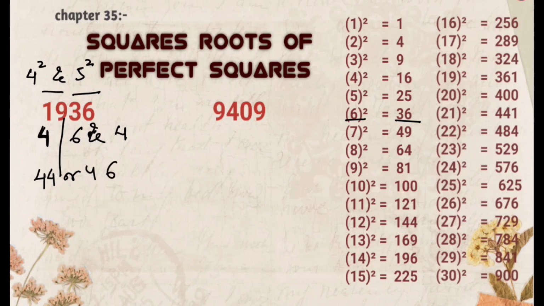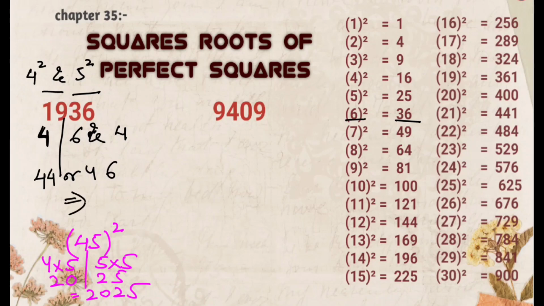So here also we'll take the same method. We will find the square of 45. In the first partition, 4 multiply by 5, and in the second partition, 5 multiply by 5. So 4 5s are 20 and 25. So we get 2025. Now as we can see, 2025 is bigger than 1936, so we will go with the smaller number. So the final answer we get is 44. So the square root of 1936 is 44.